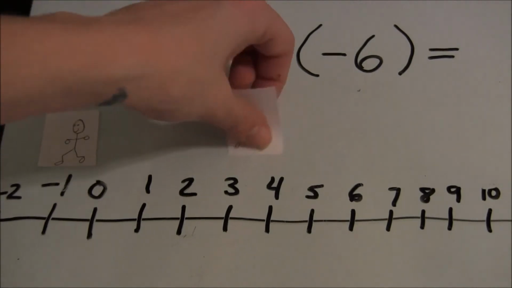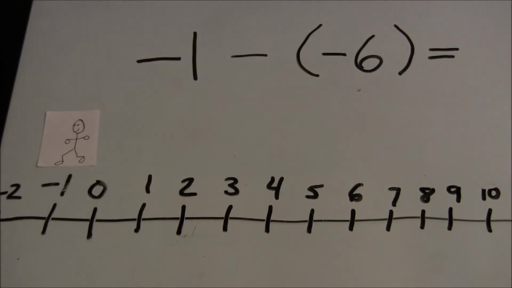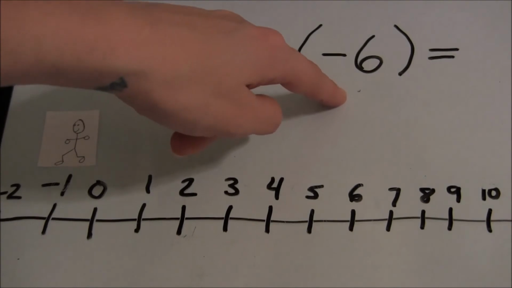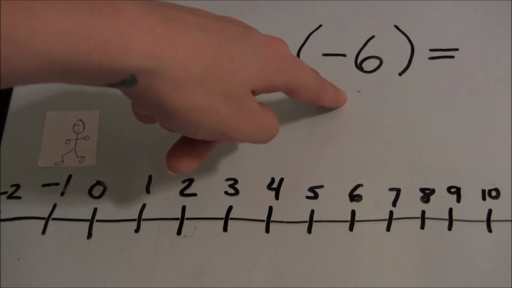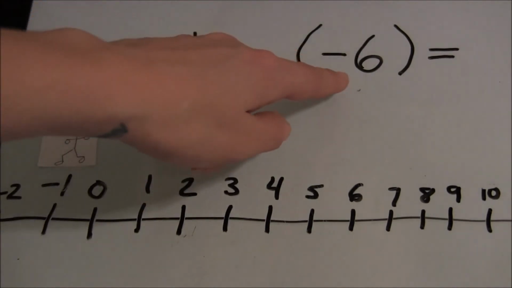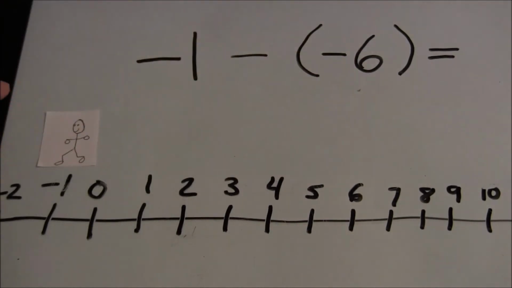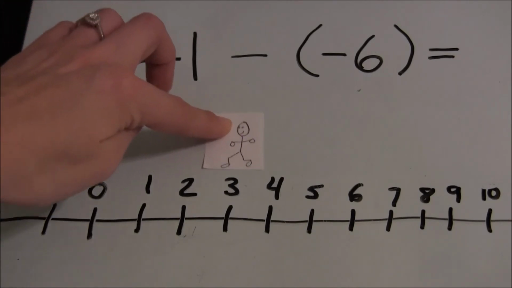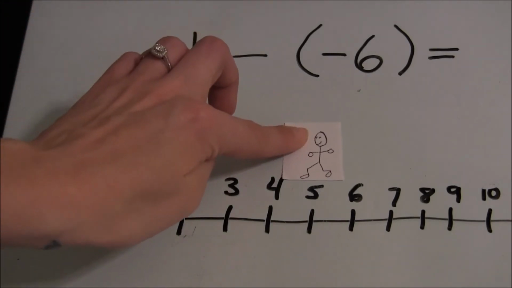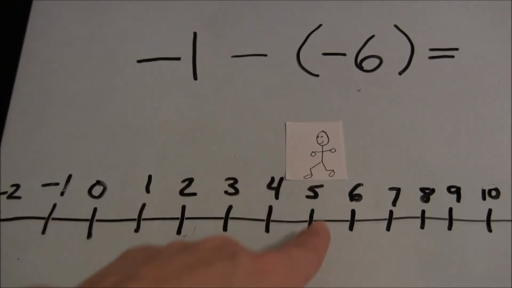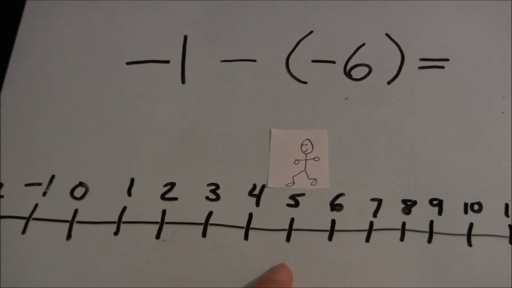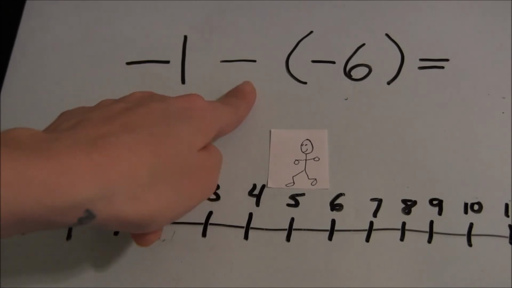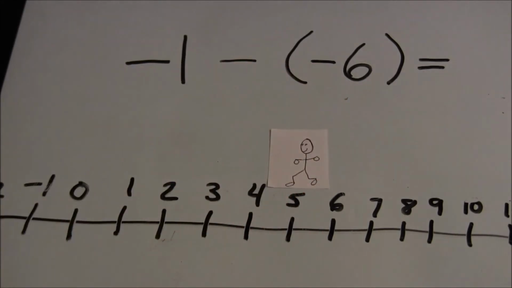So I'm going to use this stickman. I'm going to take this one right out of there. So I look to the next thing to see where he's going to be moving. So this one tells me that he's going negative 6 spaces. And so we know that if he's going negative 6, that means he's going to be walking backwards. So it's going to go 1, 2, 3, 4, 5, 6. And so our man ends up on the number 5. So we know that negative 1 minus negative 6 is positive 5.